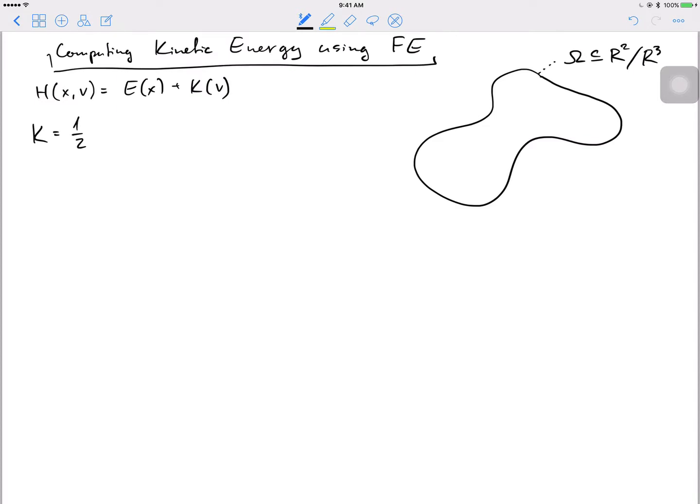So the kinetic energy is an integral over the domain. That's this omega thing. And what do I integrate there? So the assumption, this is some body I'm simulating, right? It's moving in space. And it has some kinetic energy.